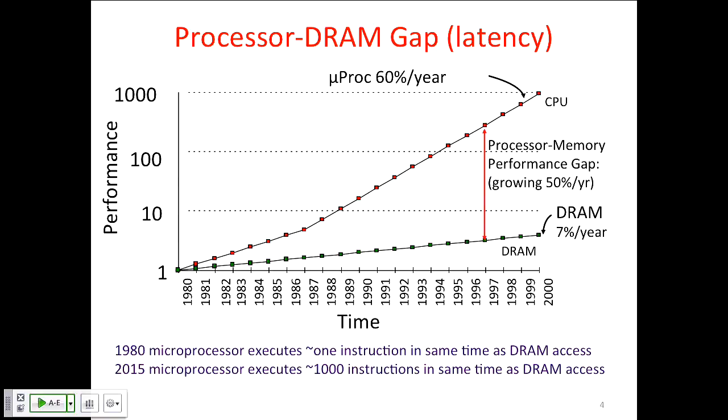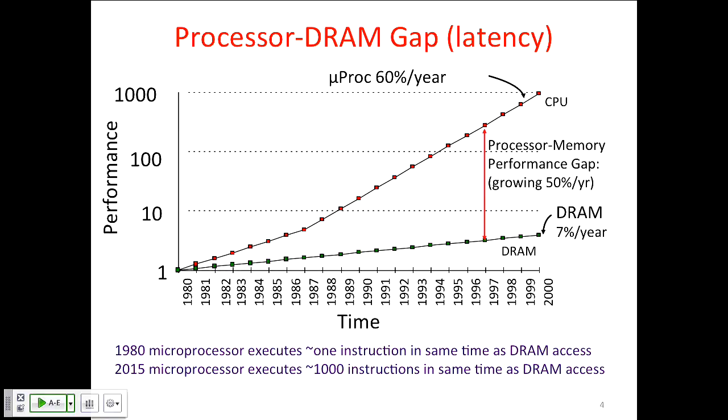And so a 1980 era microprocessor would probably execute an instruction in roughly the same amount of time it took to fetch a word from DRAM. Fast forward to 2015, a modern microprocessor can execute about 1,000 instructions in the time it takes to get one word of data from memory. And that is a huge gap, right? It's a long time to wait for memory. And so if this was the end of the story, we'd have very, very slow computers. They wouldn't be much faster than they were back in the 1980s.